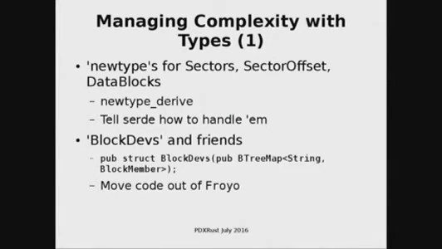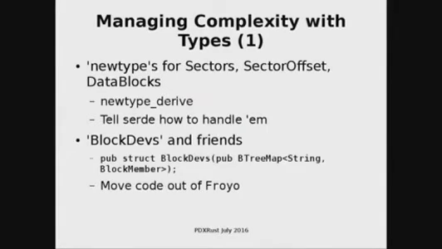There's a library called newtype_derive, because you can define a new type for sectors or sector offsets, but then you still want to be able to add them together, multiply them, and so on. Instead of having to write all that boilerplate, newtype_derive makes it easier, although it doesn't tell Serde how to serialize and deserialize them. So if you look at the Froyo types.rs, we still have to implement serialize and deserialize for each of these new types, which once you figure out how to do it once, you just cut and paste.